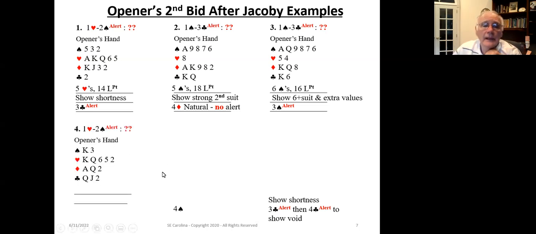Okay, let's look at example number 4. In this one, we have Jacoby initiated by bidding two spades. Okay, we've got a nice hand here. We've got 5 hearts, 18 length points. Now, do we have a second 5 plus card suit? No. Do we have shortness? No. Do we have 6 plus hearts? No. But we do have 5 hearts and extra values.